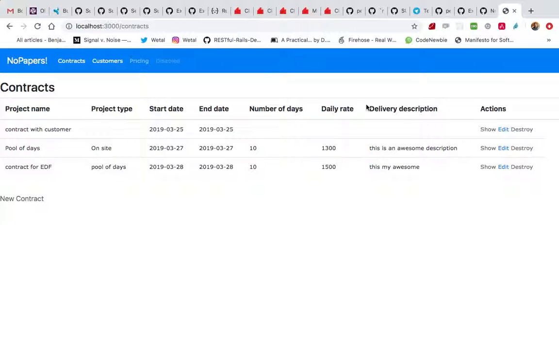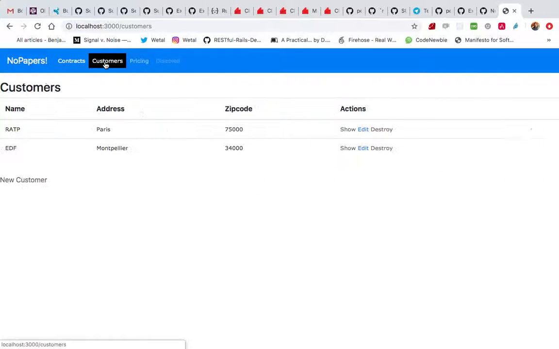Yeah, so here you have your contracts and your customers. The customers is actually the company you're dealing with, so I actually have to call that a company. I have pretty much everything, like the name, the address, and then I have a contract. Yeah, I will probably rename that into companies.